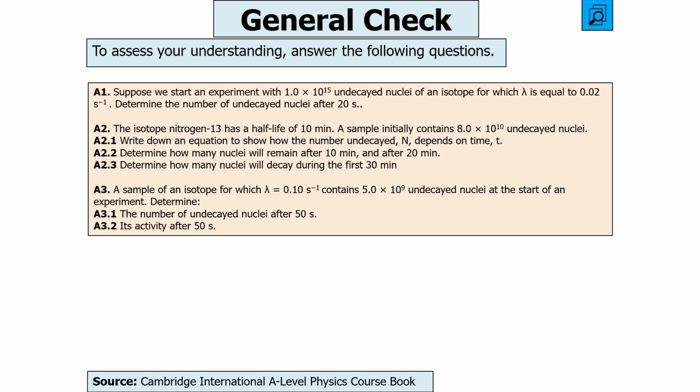Determine how many nuclei will decay during the first 30 minutes. And then, a sample of an isotope for which the decay constant is 0.10 seconds to the minus 1 contains 5 times 10 to the 9 undecayed nuclei at the start of an experiment. Determine the number of undecayed nuclei after 50 seconds and its activity after 50 seconds. So pause the video now, then unpause the video when you want to go through your answer.